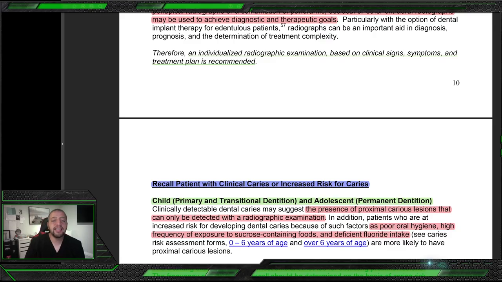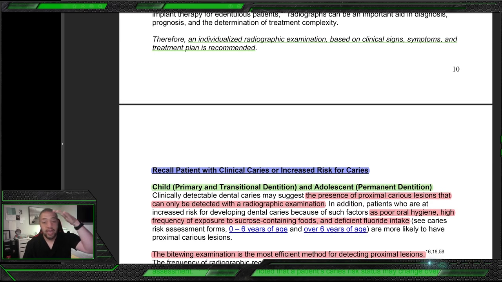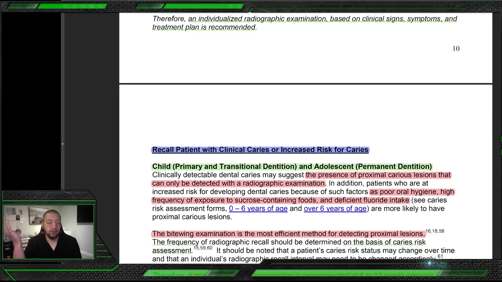Recall patient with clinical caries or increased risk of caries. You remember we spoke about the risk. Now we spoke about the age and stuff like this. We're going to speak about the risk itself. And we're going to speak about a recall patient, because risk you cannot define in the new patient exam.